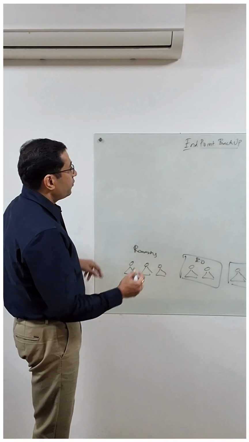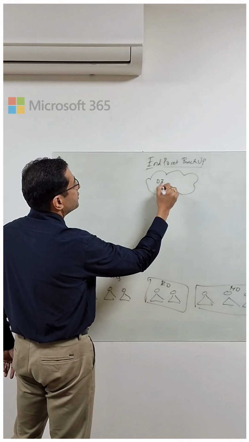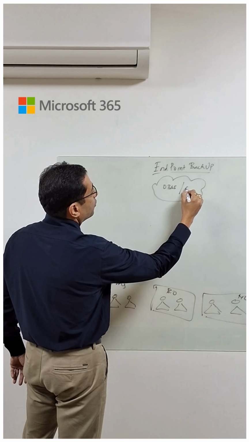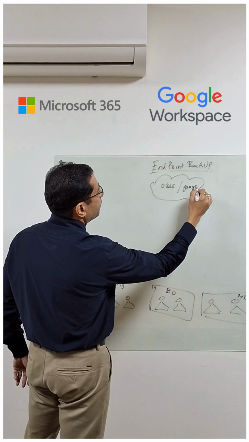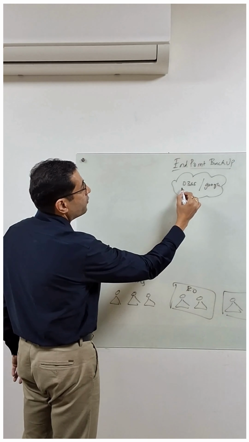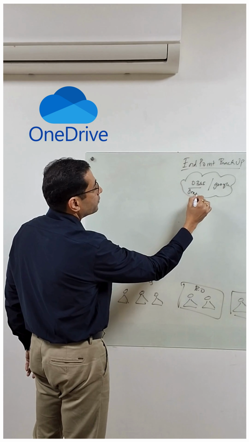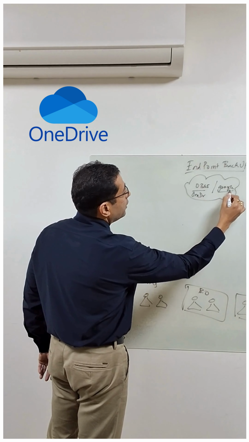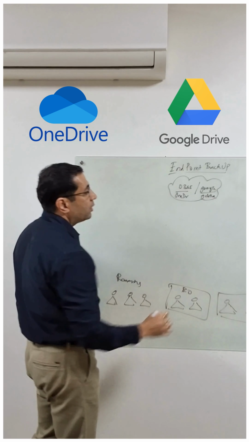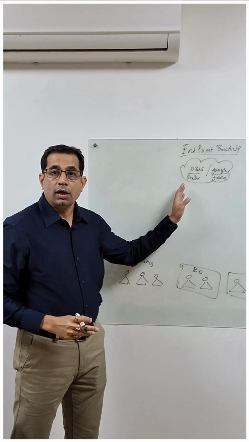Now, by and large, the industry has adopted Office 365, also popularly known as M365, or Google Workspace as their productivity tool. Both these productivity tools offer a drive facility. In Office 365 it is called OneDrive, and in Google it is called Google Drive. These are used by users to store their data.